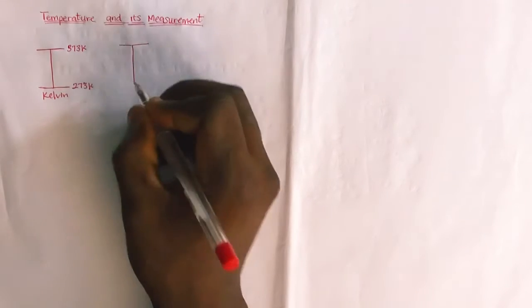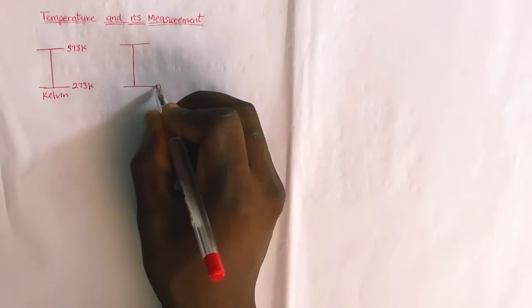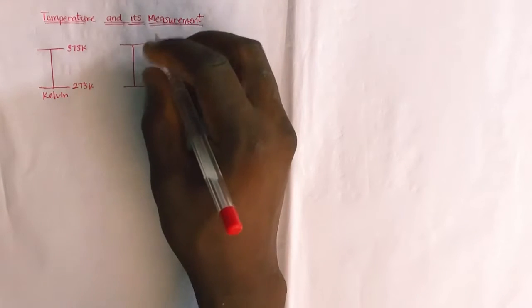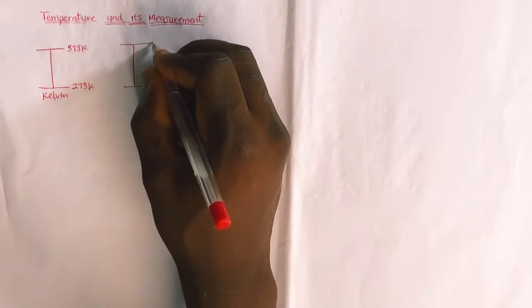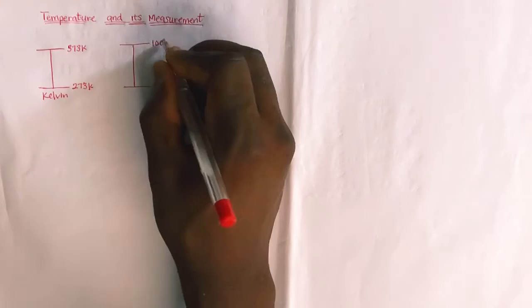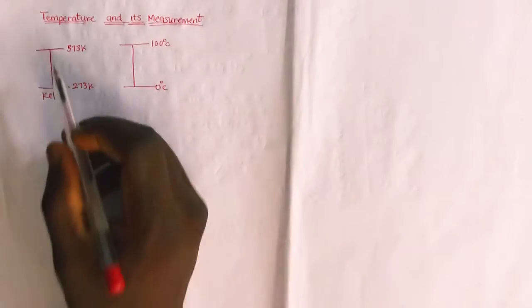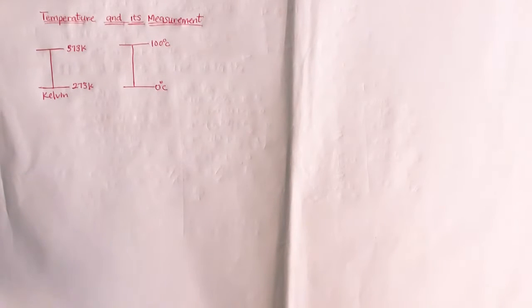The Celsius scale has 0 degrees Celsius as the lower fixed point, and the upper fixed point is 100 degrees Celsius. In the middle part of the temperature scales, that's where we have what we call the fundamental interval, Fi. That is where the scales interval each other. That's just the Fi. I call it the fundamental interval.